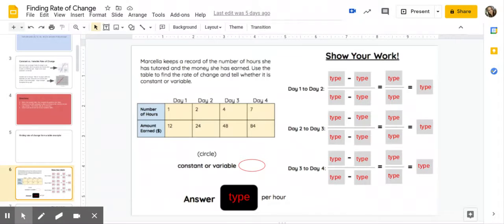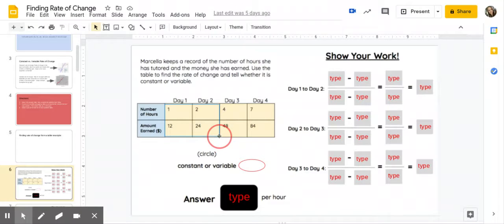So here's our first example. Marcella keeps a record of the number of hours she has tutored and the money she has earned. Use the table to find the rate of change and tell whether it is constant or variable. So basically, we're just doing the slope formula. That's what we're going to be doing throughout this whole assignment. So first of all, we're going to focus from day 1 to day 2. So just these 2 points.